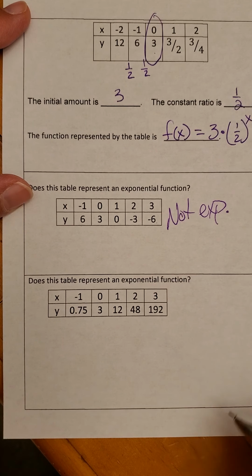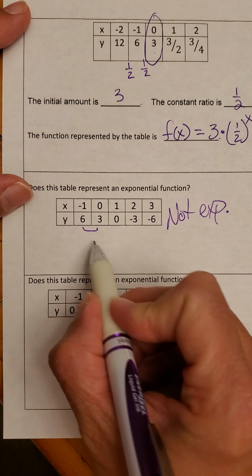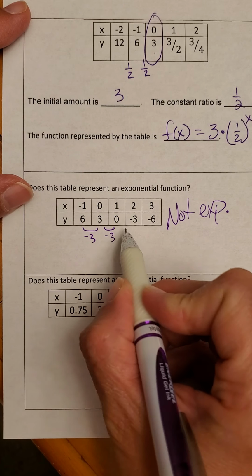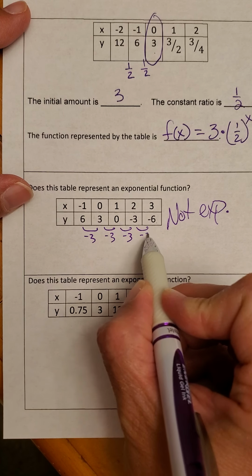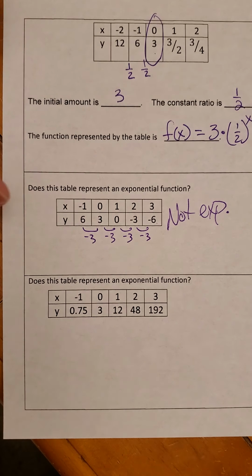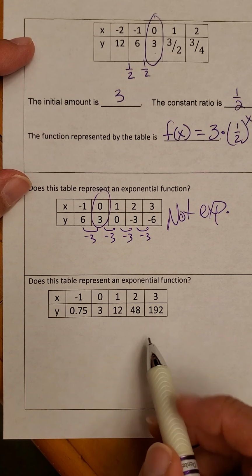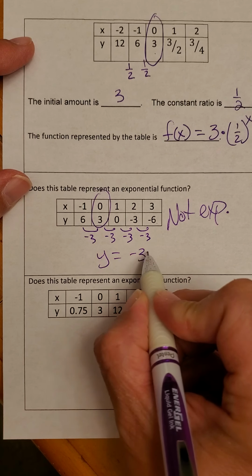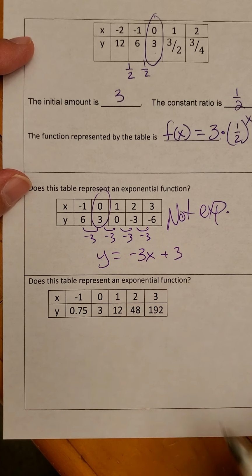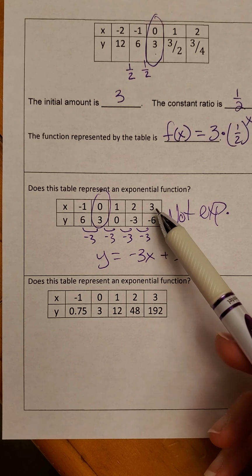But just for fun, let's see what it would be. What's happening each time? Subtract 3, subtract 3, subtract 3, subtract 3. That's subtracting the same amount every time. That is always a linear function. And in a linear function, we look for the y-intercept. This is our slope, and that would actually be y equals negative 3x plus 3. Let's see if it works. Let's put a 3 in and see if it works.